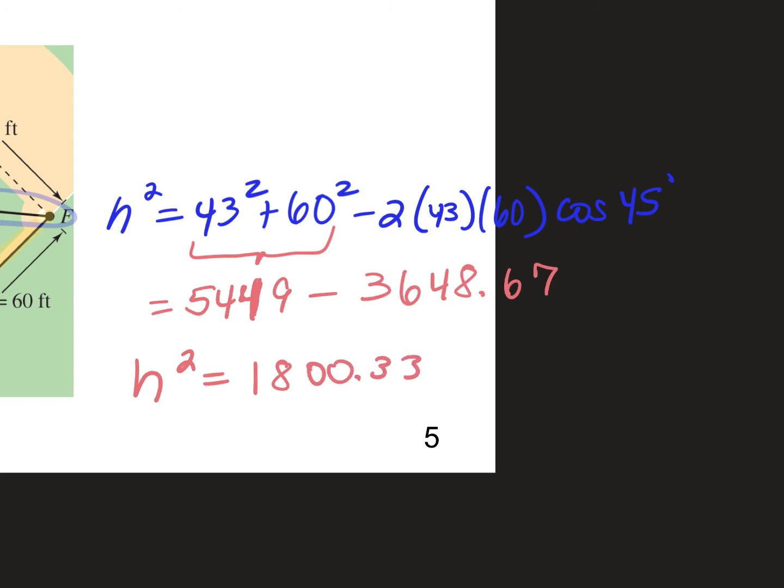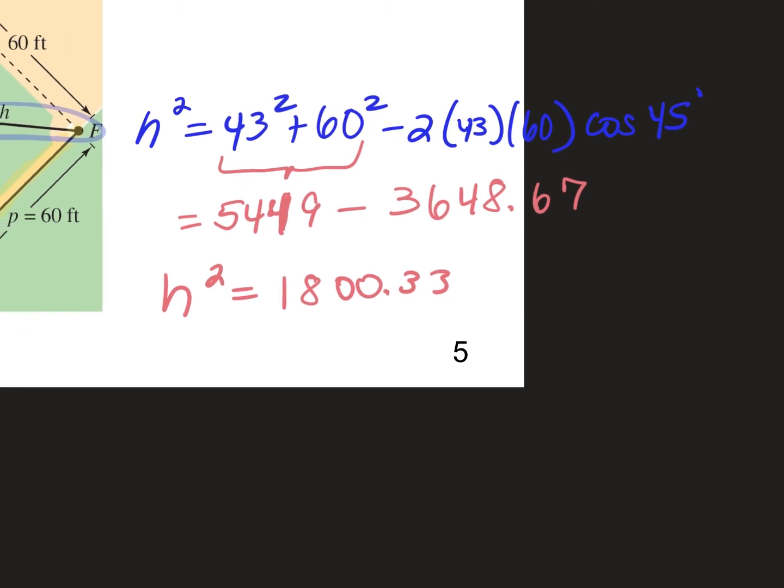Okay. Now I need to know how far the pitcher's mound is from first base. Does it make sense that it's 1,800 feet? Even if you've never been to a softball game in your whole entire life, you should know that that's a very long throw from the pitcher's mound to first base. So what do I have to do? Take the square root. So h equals, what's the square root of that?